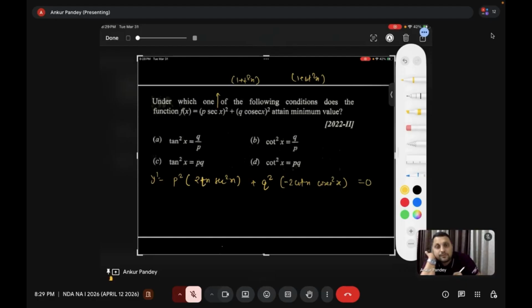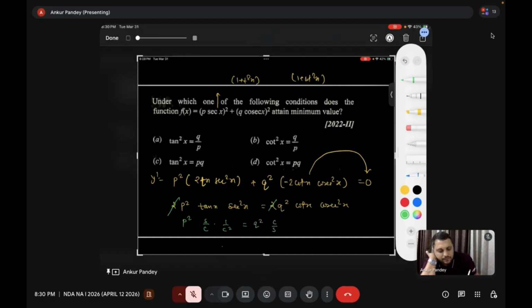This is 2 tan x. Fine. Critical point means this negative goes that side. So p square 2 tan x into secant square x equal to q square 2 cot x into cosecant square x. Better we convert everything into sine and cos. So 2 and 2 already got cancelled. P square sine by cos, 1 by cos square, equal to q square cos by sine, 1 by sine square. Yes or no? Clear?